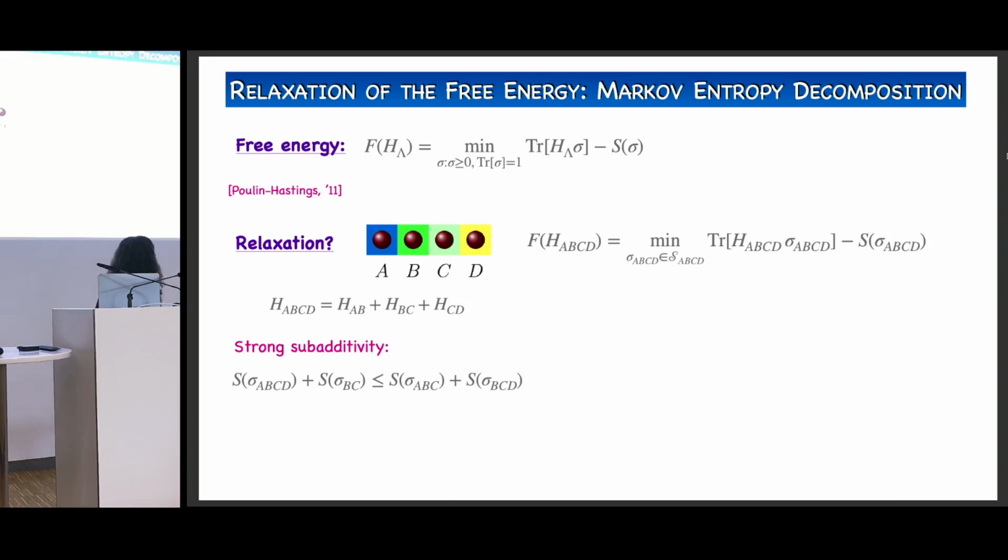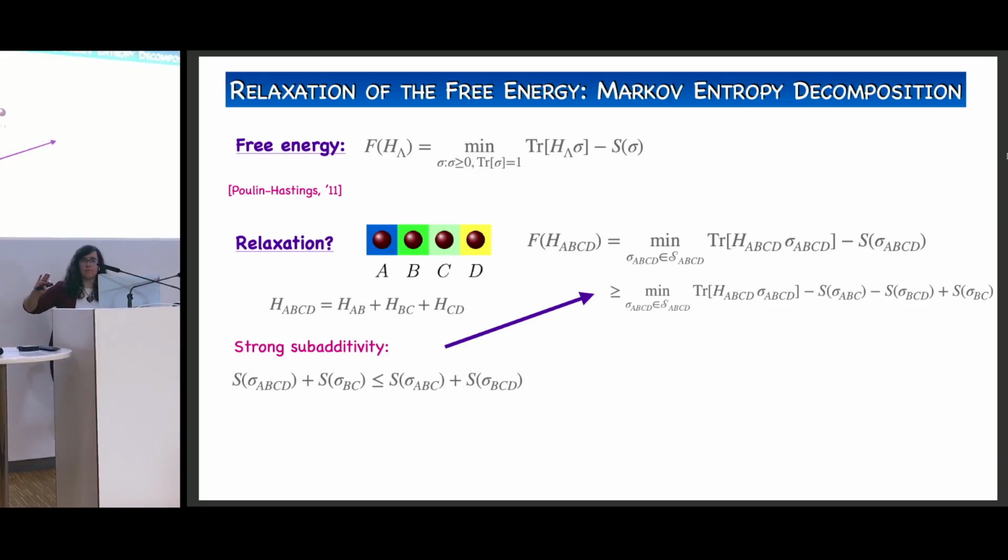When I use this inequality, what I can prove is that this is lower bounded by taking the same minimum of the same first quantity. Now this second part is changed by this: minus S(sigma_ABC), minus S(sigma_BCD), and plus S(sigma_BC). So this has already helped us with the second term that appeared in the variational problem. However, what do we do with the first term?